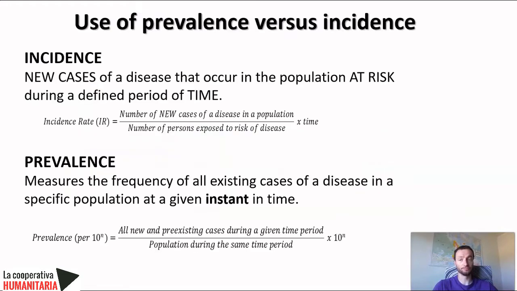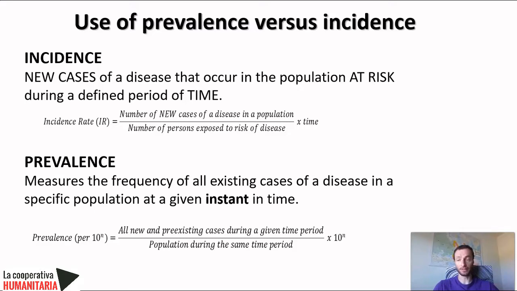going to face. Okay. The first two indicators I'm going to present are incidence and prevalence. They are very similar indicators, but with a few differences. The incidence is the new cases of a disease that occur in a population at risk during a period of time. This concept of time is very important. So we calculate it by dividing the number of cases by the population during a period of time.